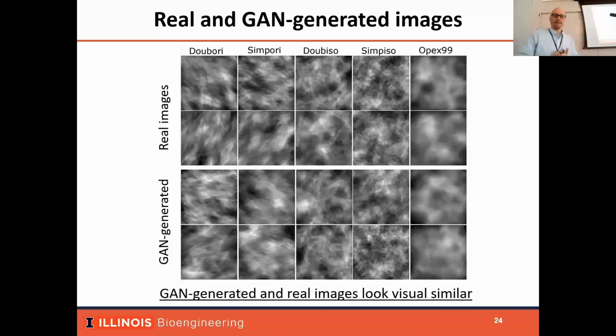Here are examples of some of the realized images. On the top are actual examples of the real images that were produced directly from the CLB model. On the bottom are the fake images that were produced by the GAN.